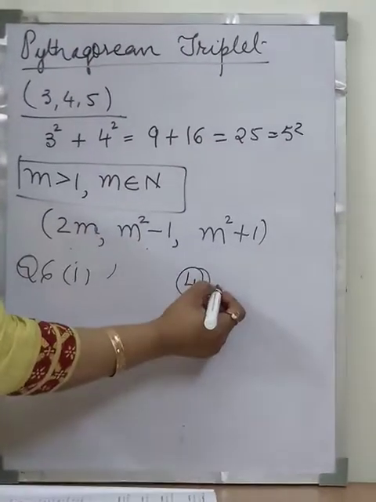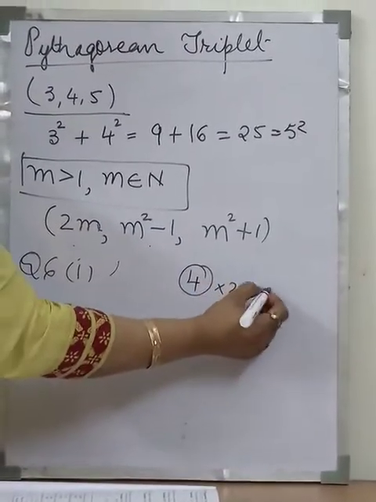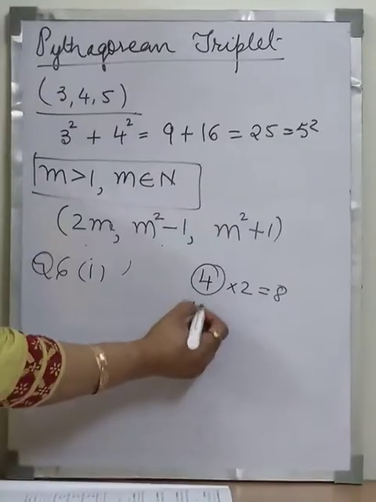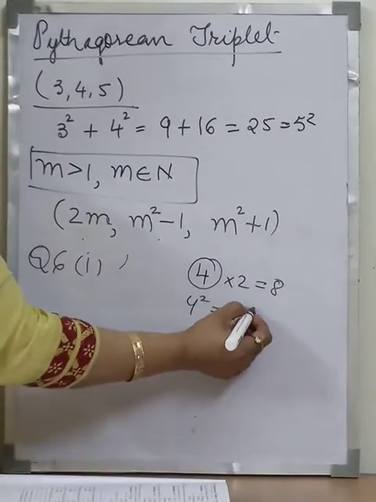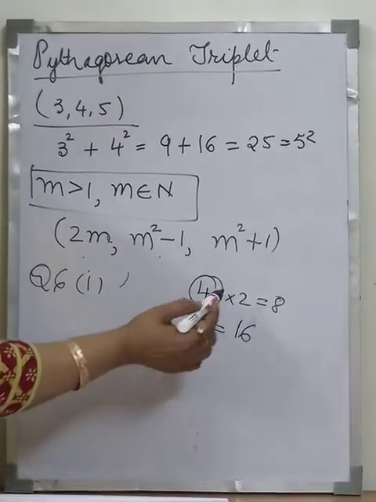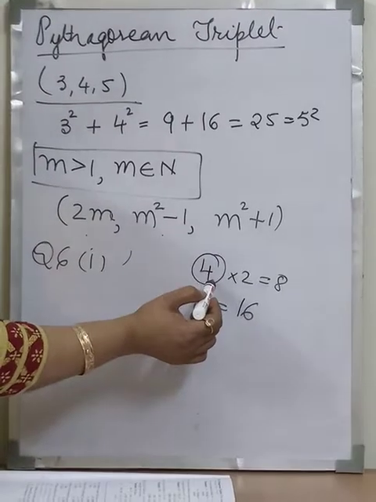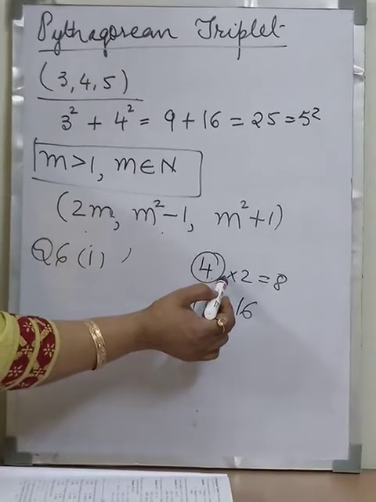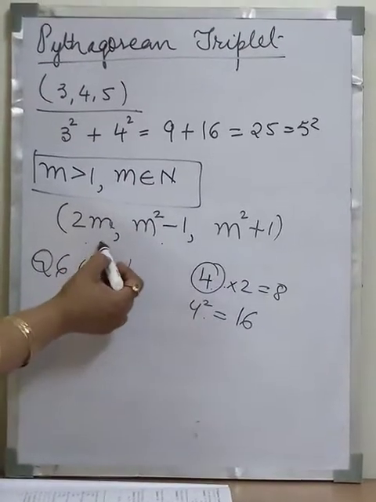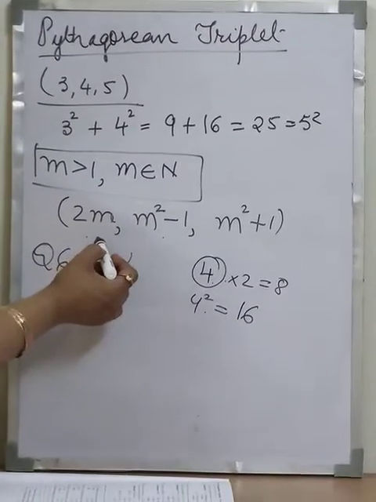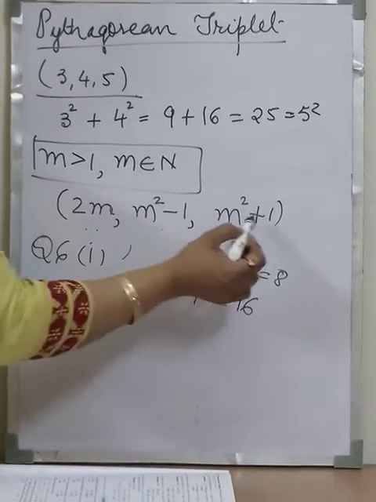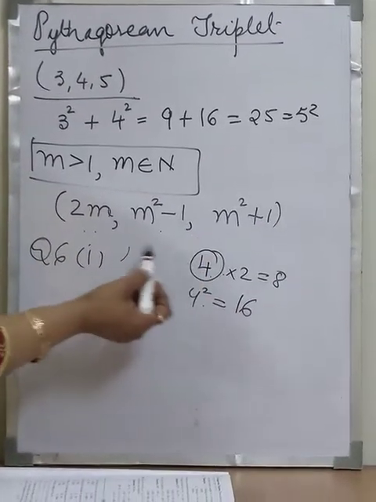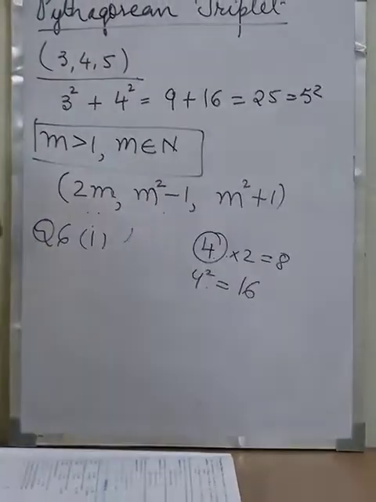2 into 4 will give you 8. And the square of 4 will give you 16. So remember, children, the square of any number is always greater than its double. So which is smaller here? 2m is smaller and m squared plus 1 is greater. Even m squared minus 1 will be greater than 2m.